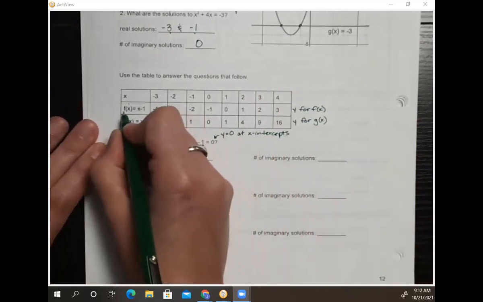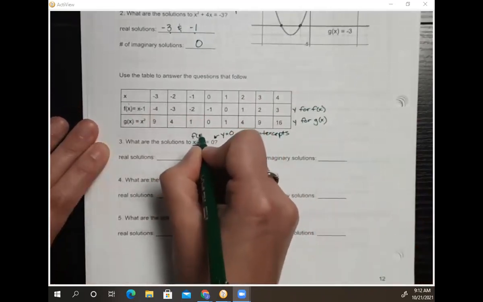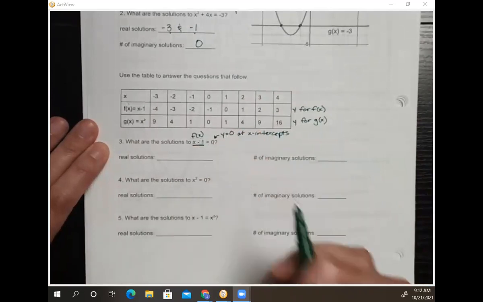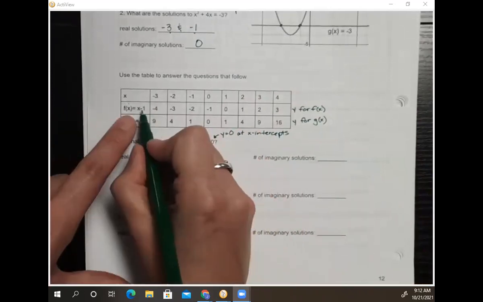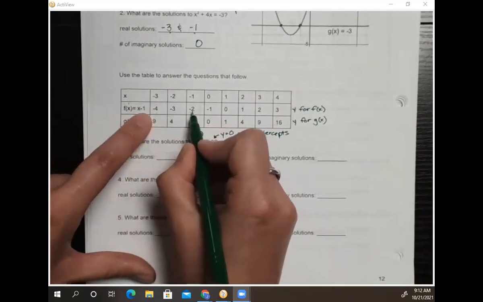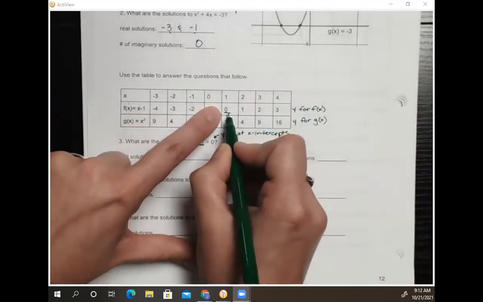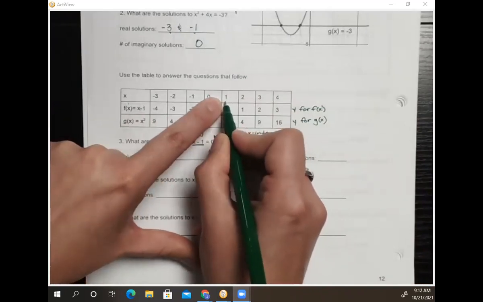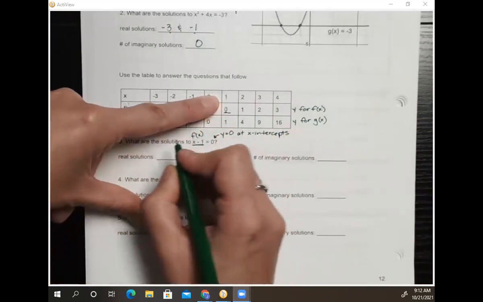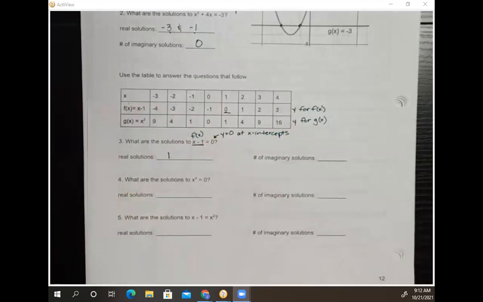So I'm going to look at, this is x minus 1, that's f of x. I'm going to look at when does f of x equal 0. So on my f of x line, we're 0 right here. That's our only place where we're 0. So I have an x-intercept when x is 1. So my real solution there is 1.